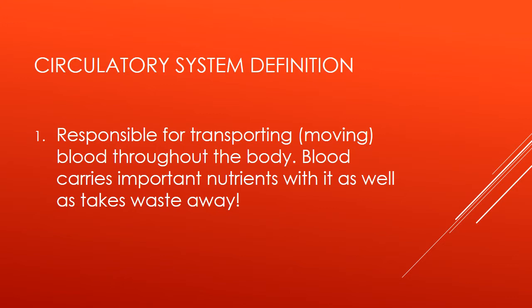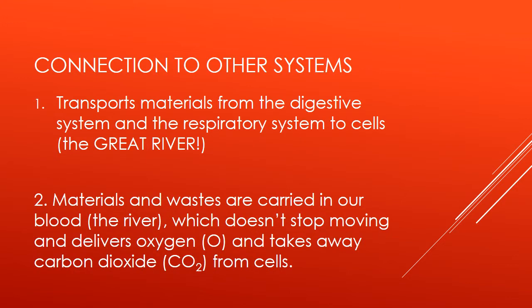First of all, the circulatory system is the main system that is responsible for transporting or moving blood throughout the body. Blood carries important nutrients with it as well as takes waste away. The circulatory system is connected to other systems in a couple different ways. First of all, it transports materials from the digestive system and the respiratory system to our cells.